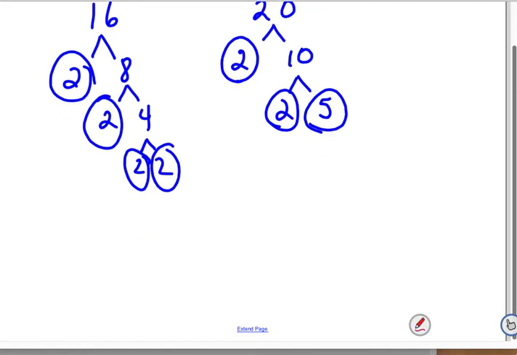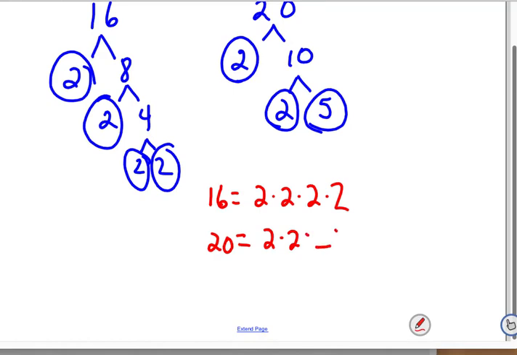If I write my prime factorization for 16, 16 equals 2 times 2 times 2 times 2. Do we agree? Okay. 20 equals, I've got 2 2s, so I've got 2 times 2. I don't have this 2 though, do I? And I don't have this 2. Do you agree? But I have a 5.